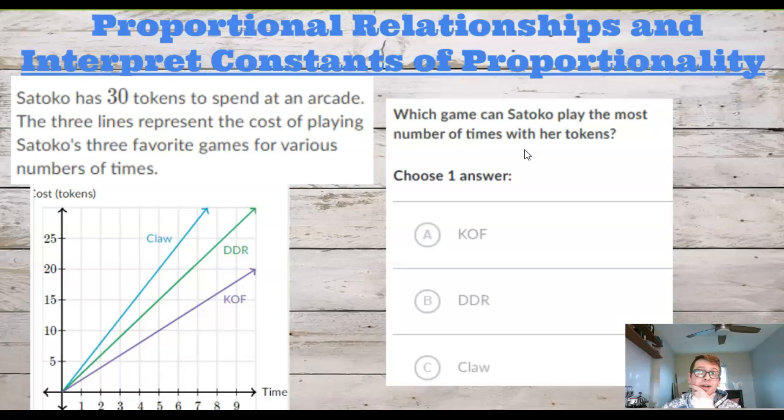30. 30, right? We got 30 tokens. So which game can she play the most amount of times? Guys, I'm only going to give you a minute or so to talk about this, but I want you to be able to chat with each other to be comfortable about it. So remember, if you don't have Schoology open, it would be helpful if you did. Go ahead and chat about this.